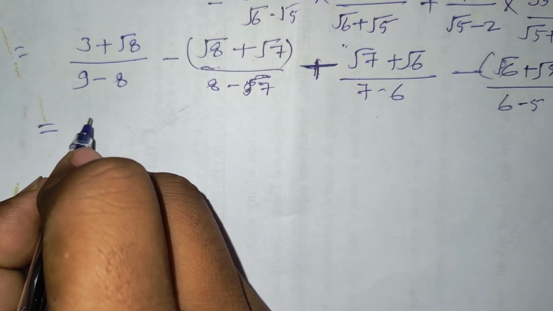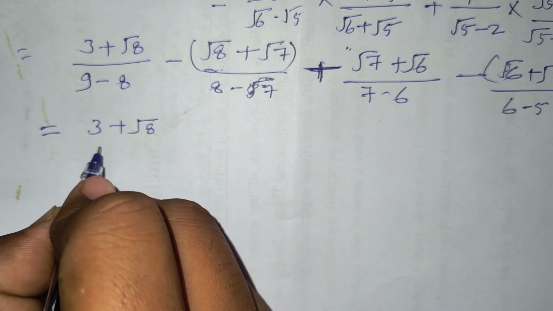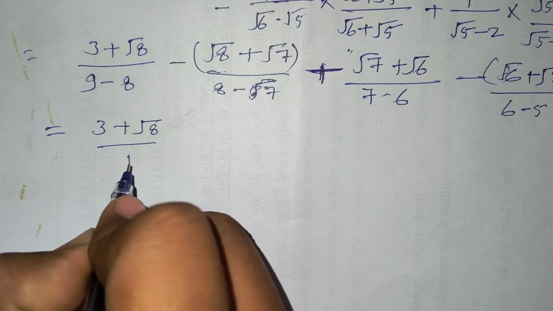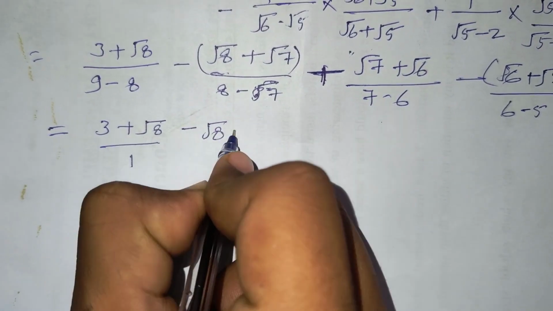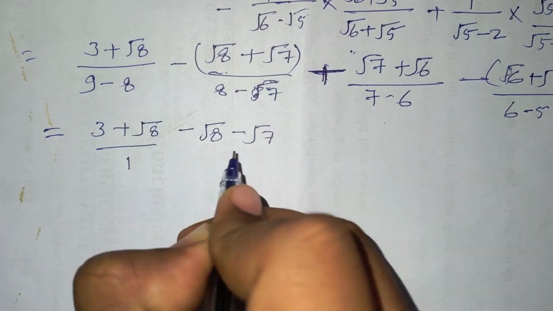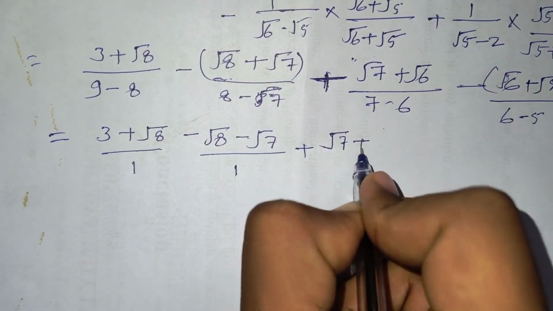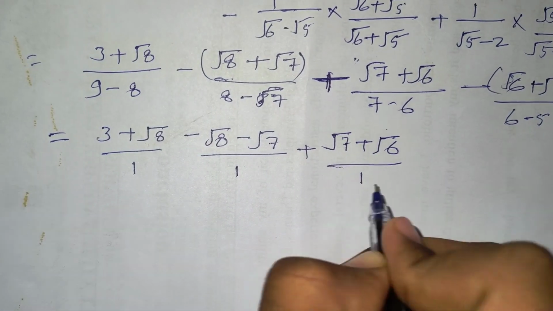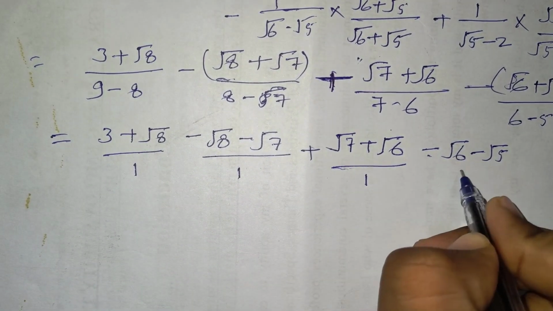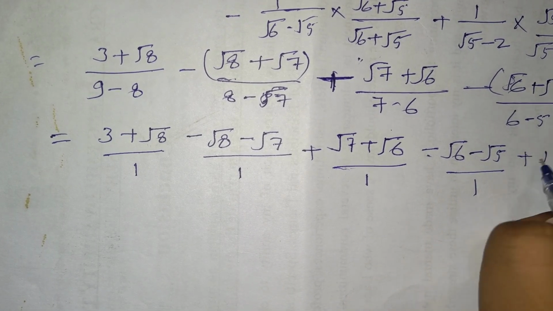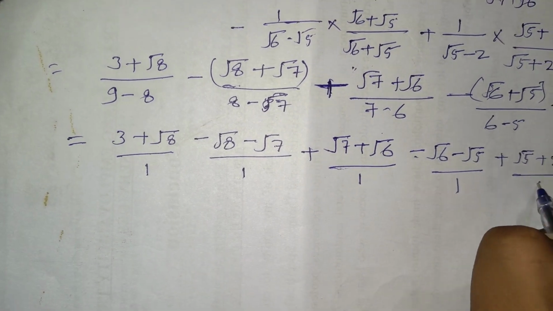Solve this. 3 plus root 8, in the denominator we got 9 minus 8 is equal to 1, minus root 8 minus root 7, in the denominator we got 1, plus root 7 plus root 6, in the denominator we got 1, minus root 6 minus root 5, in the denominator we got 1, plus root 5 plus 2, in the denominator we got 1 here.